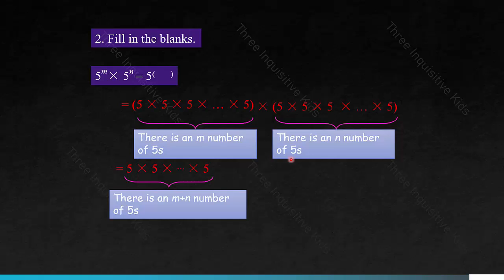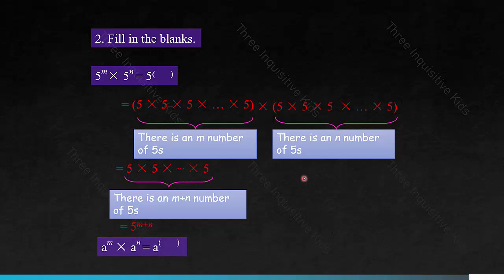There is an m plus n number of 5s. After you erase the parentheses and put them all together, there is an m plus n number of 5s being multiplied together. So our result is 5 to the m plus n power.